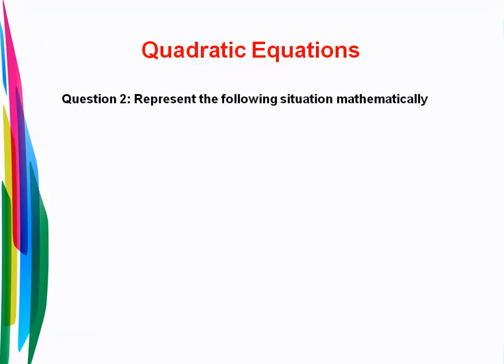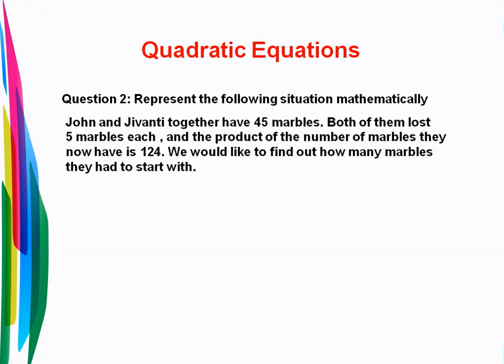Now I am taking some situations and I am going to represent them mathematically. So let's take the first. John and Jivanti together have 45 marbles. Both of them lost 5 marbles each and the product of the number of marbles they now have is 124. We would like to find out how many marbles they had to start with.